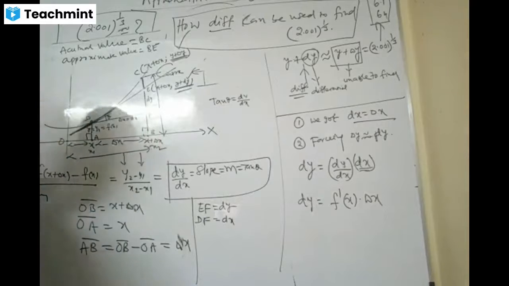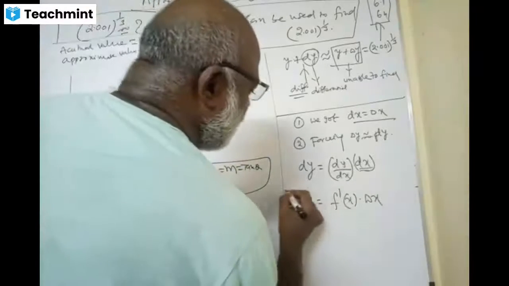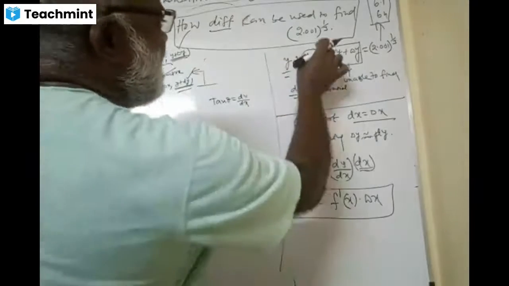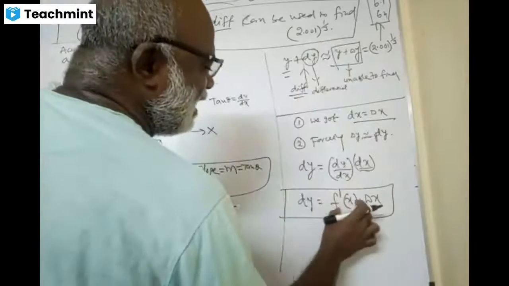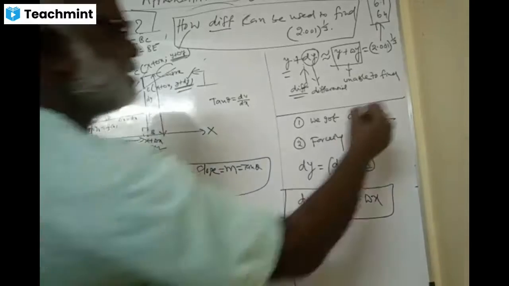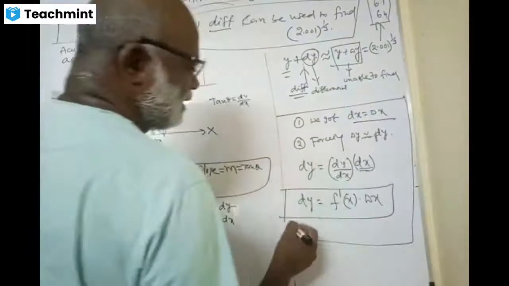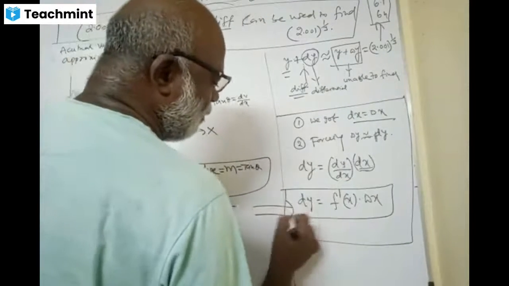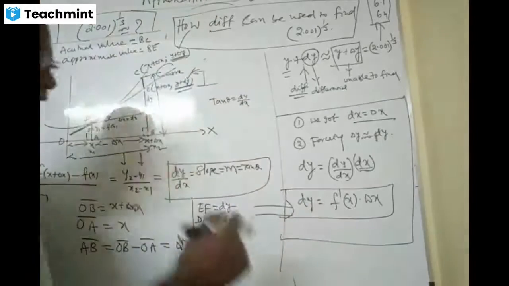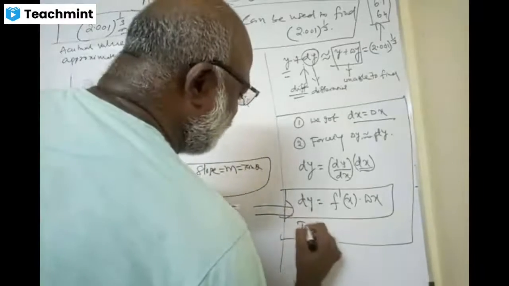Wonderfully done here. So this is your final result. Dy can be found; y is already known to us, only dy we have to find out. The dy is written as f dash x into delta x. This is what we finally arrived at. This is the only formula we will use to find the change in y.